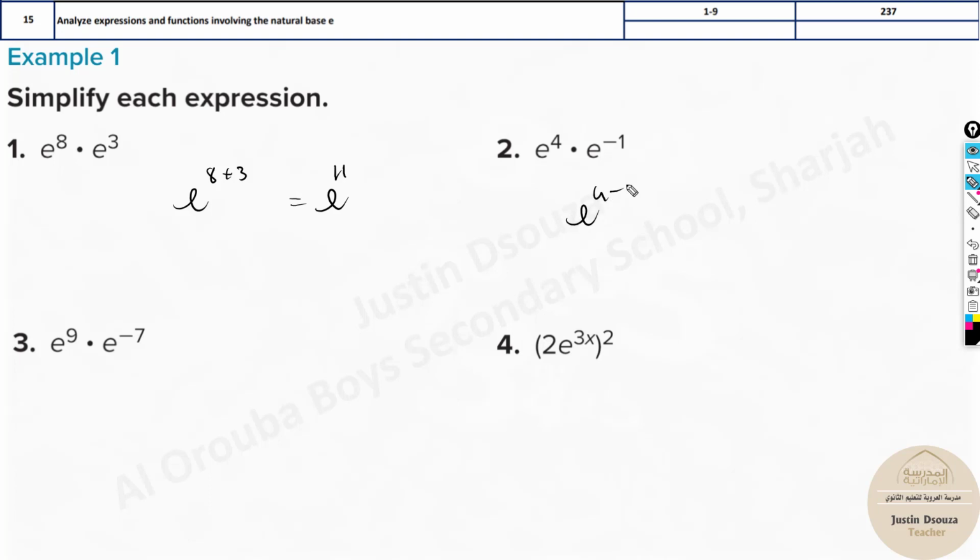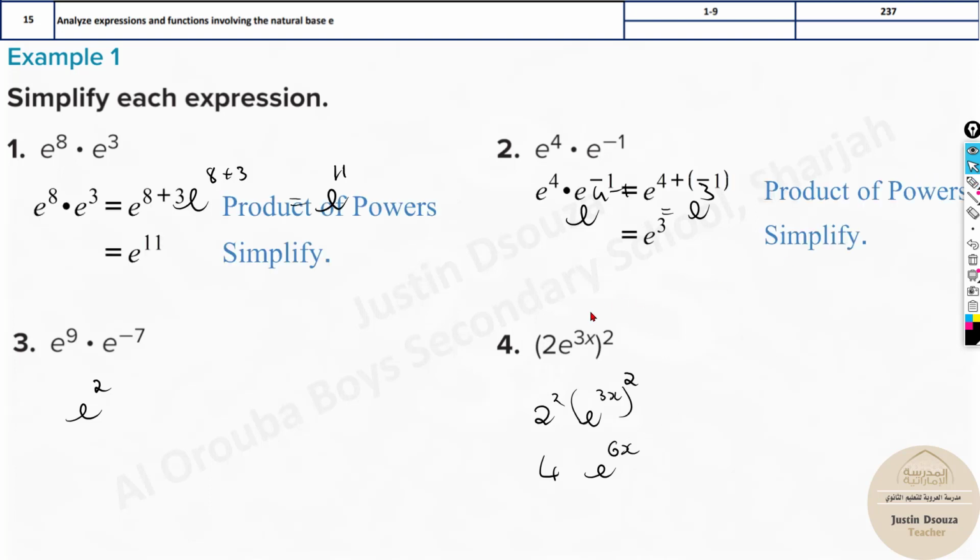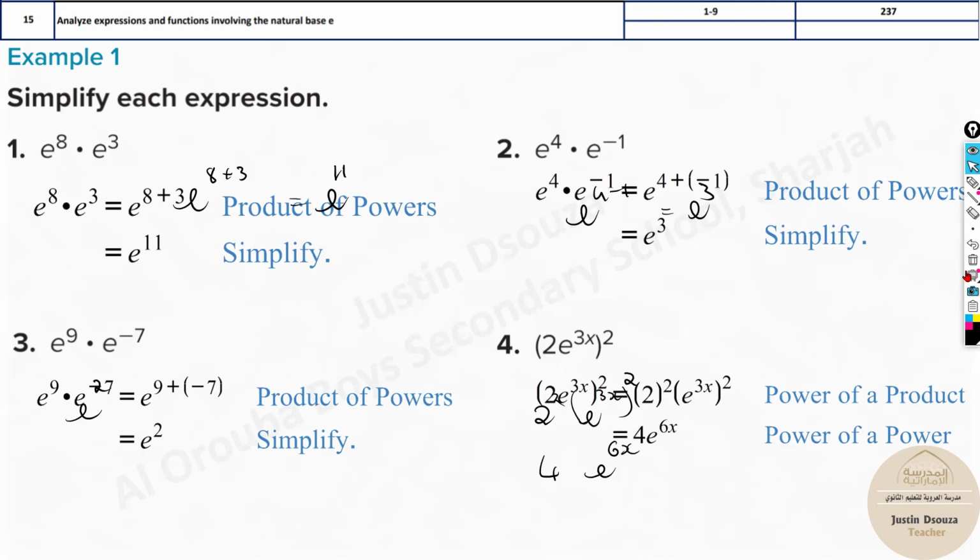Here also 8, 4 plus minus 1 will be minus 1, so it will be e power 3, and here it will be e power 2. But what about the squaring? This is square for the entire thing, so it will be 2 square e to the power 3x the whole square. Whenever you square, it's not adding, it's multiplying. Here it's 4. Here you have to multiply 3 and 2, it will be 6x. This will be the answer. So you can see they're very easy, very simple.